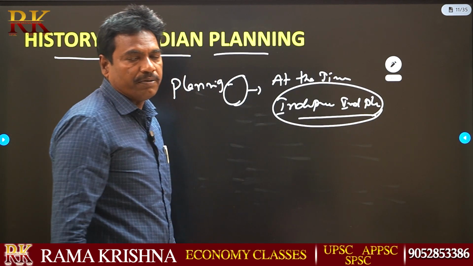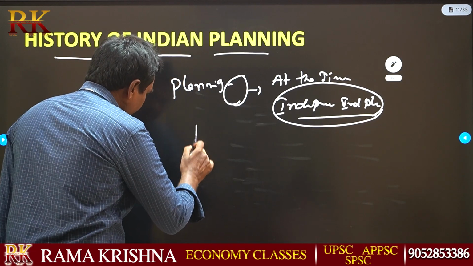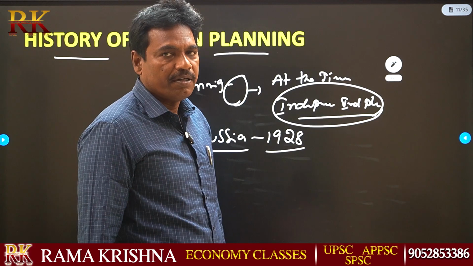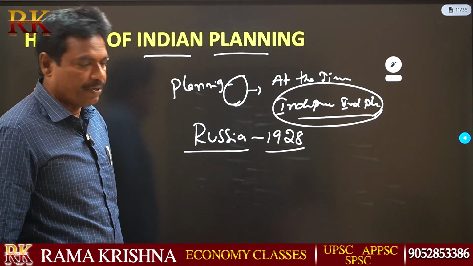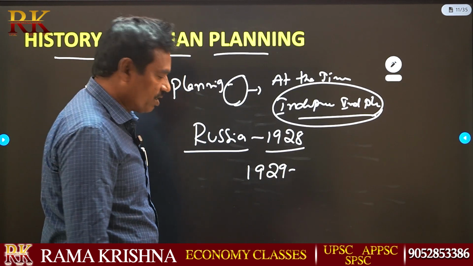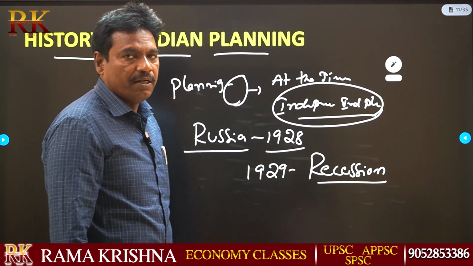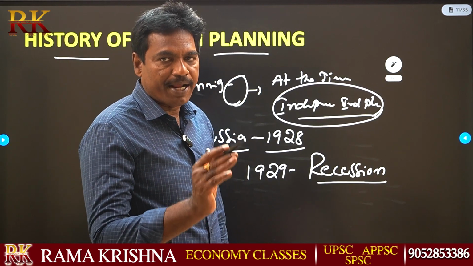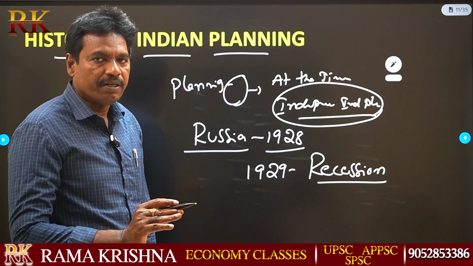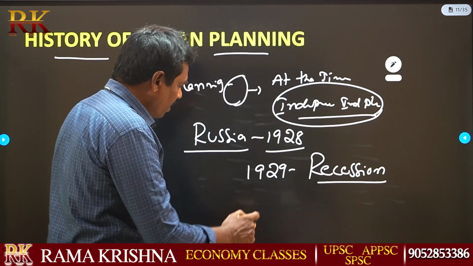First you have to know that the plan was introduced in the first country in the world, Russia, in 1928. Why did the planning system come in the world? According to the old economic classical period, in 1929, the world economy faced a recession period. What is meant by recession? Recession means all goods and services prices increase at the same time while employment opportunities decrease. Ultimately, every consumer's purchasing power falls or decreases. That is called the recession period.